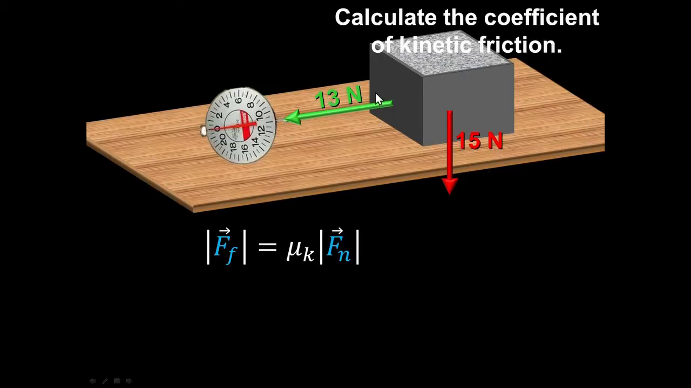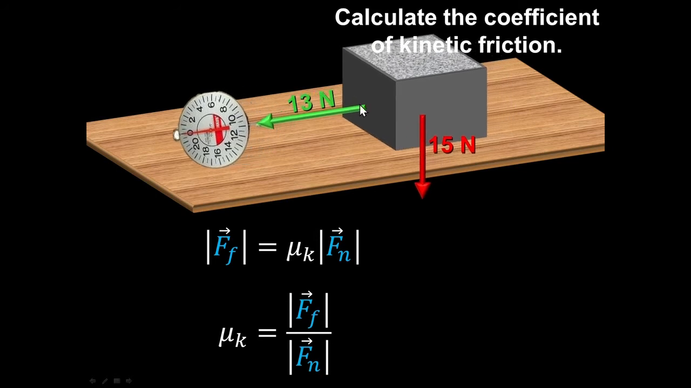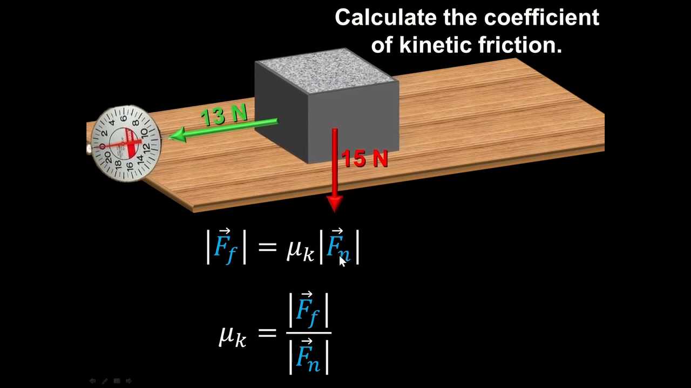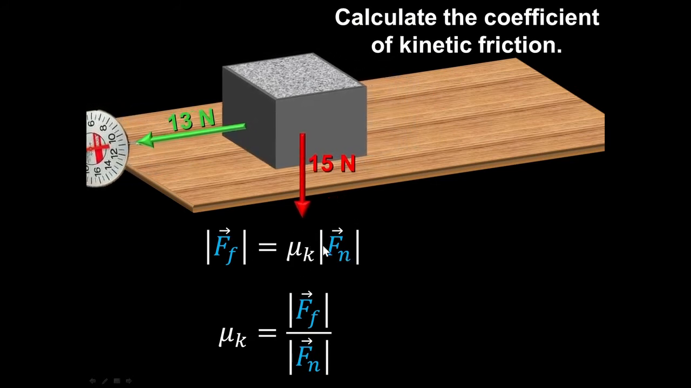All right, so let's just do some calculations here with this. Let's say we have a brick sitting on wood, and we pull with 13 newtons, and it weighs 15 newtons. And we would like to calculate the coefficient of kinetic friction, because it is going to be sliding, but sliding at a constant velocity. I can solve for this variable by taking the force of friction divided by the normal force.